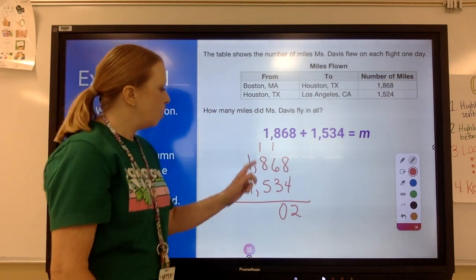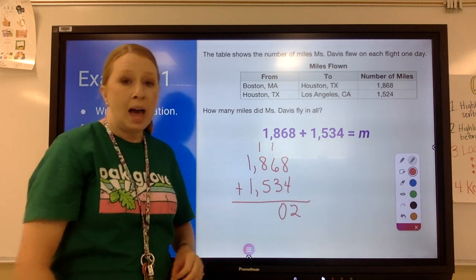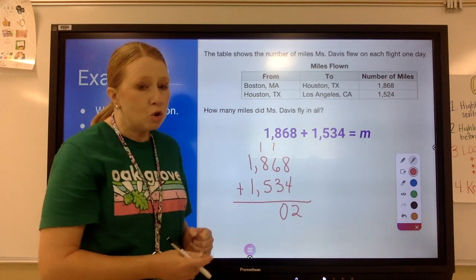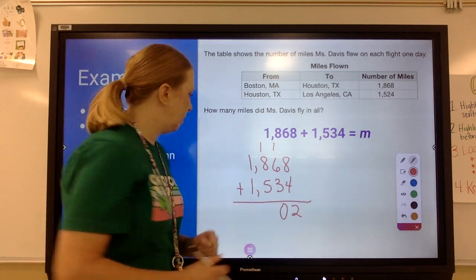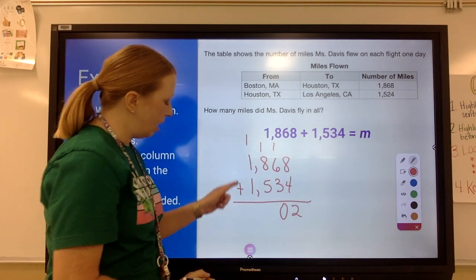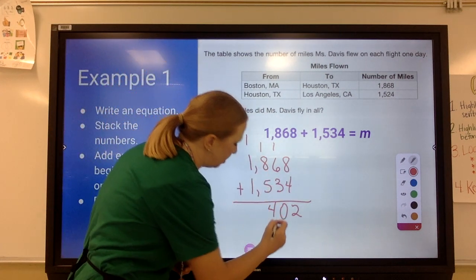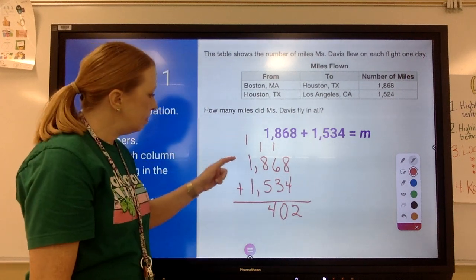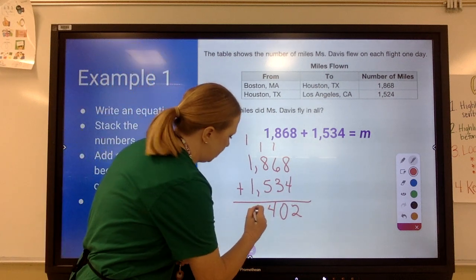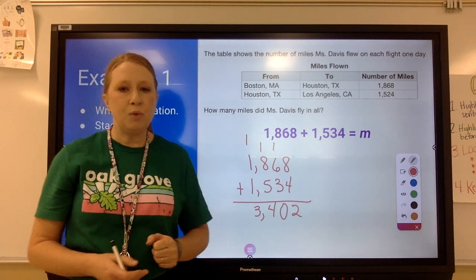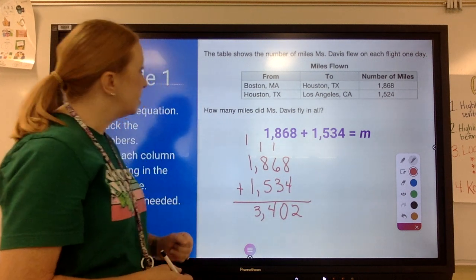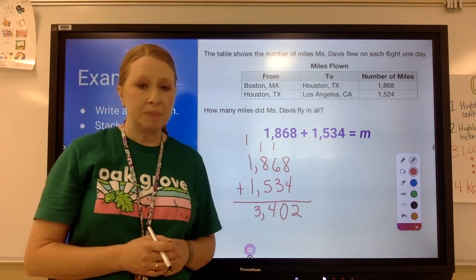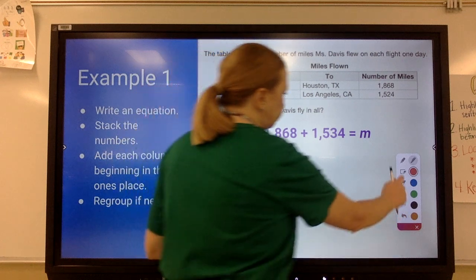Now we're going to add 1 plus 8 plus 5. And that answer would be, you got it, 14. So again, I'm regrouping because 14 is a 2-digit number. I'm going to put my 1 over the thousands column and put my 4 right underneath the hundreds column. Now I'm on my last set of numbers. 1 plus 1 plus 1, and that equals 3. 3,402. Miss Davis flew 3,402 miles. Let's work one more example.